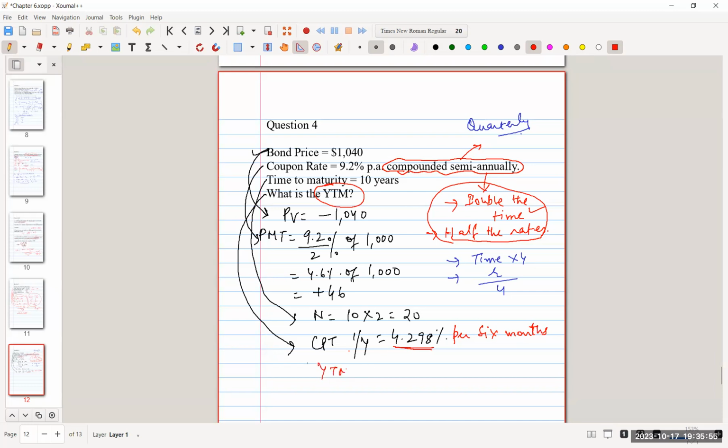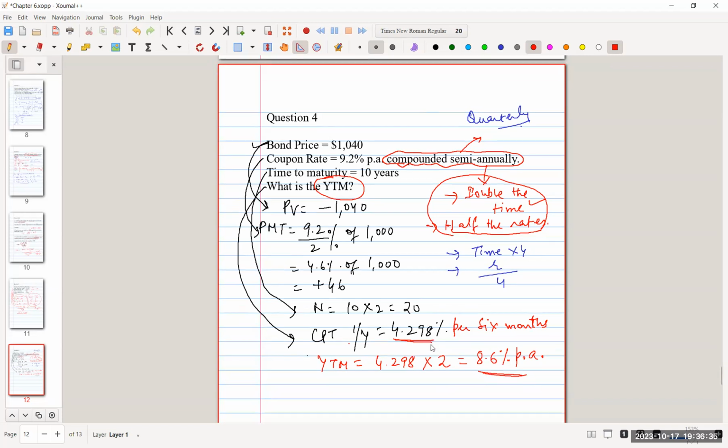So YTM will be, now it's time to multiply it back and make it annual. 2 times, for 2 semi-annual periods. So on a yearly basis, this will be, so it's 4.3, so approximately 8.6%, I guess. So when you're solving a question like this, just be mindful, don't stop at compute interest per year, go one extra step to state your YTM as an annual figure. Yes, Samantha, 8.596. Great.